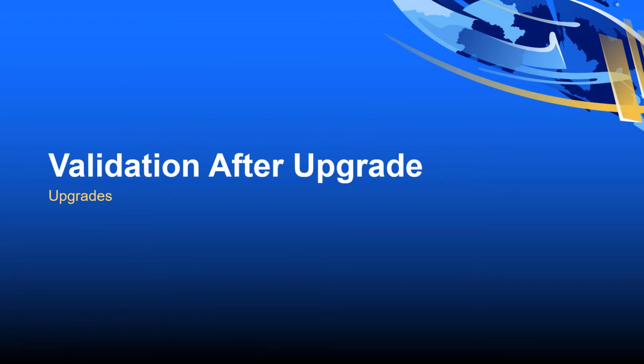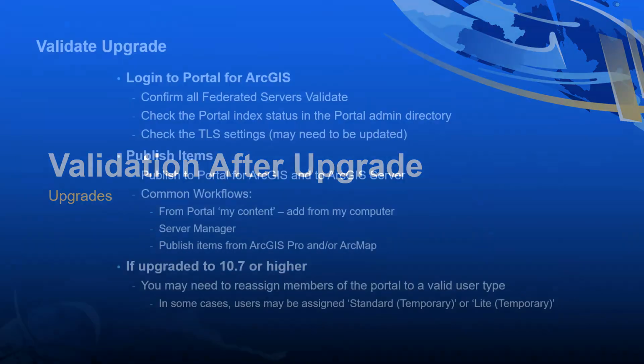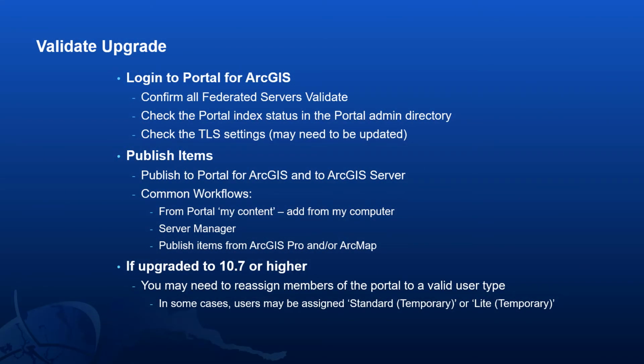So let's review some validation steps you can take to verify the upgrade was successful. We recommend that your checks should include these steps. First, log into your enterprise portal and confirm that all the federated servers validate. Then check the portal index status by navigating to the portal admin directory. Even though starting at 10.7 the reindex happens at the post install, it is good practice to make sure the tables are in sync. Also, check the TLS settings, as these may need to be updated.